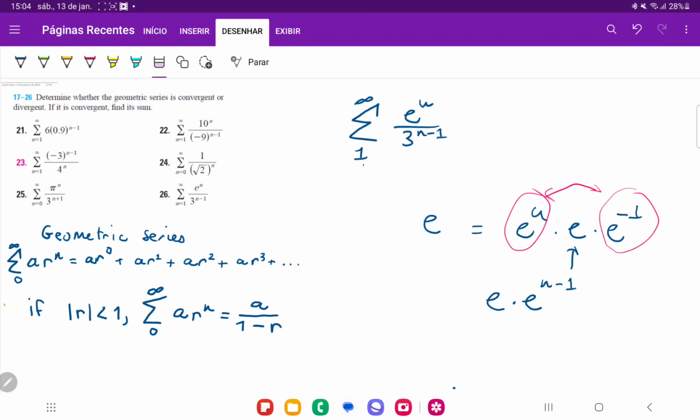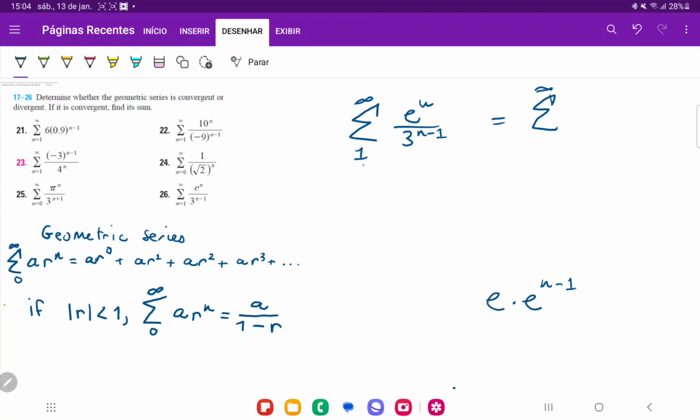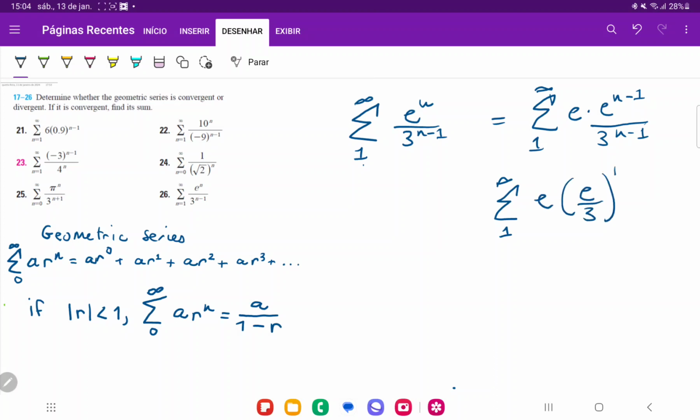So this e times e to the power of n minus 1 is the same thing as just e to the n. So I'm going to rewrite this as e times e to the n minus 1 all over 3 to the n minus 1. Now I'm going to rewrite this so that I can combine it into a single ratio. So the sum from 1 to infinity of e times e over 3, all to the power of n minus 1. And now this works because if I plug in my first index, that's just going to give me e over 3 to the power of 1 minus 1, to the power of 0. So now my first term has the ratio to the power of 0, so it works out.